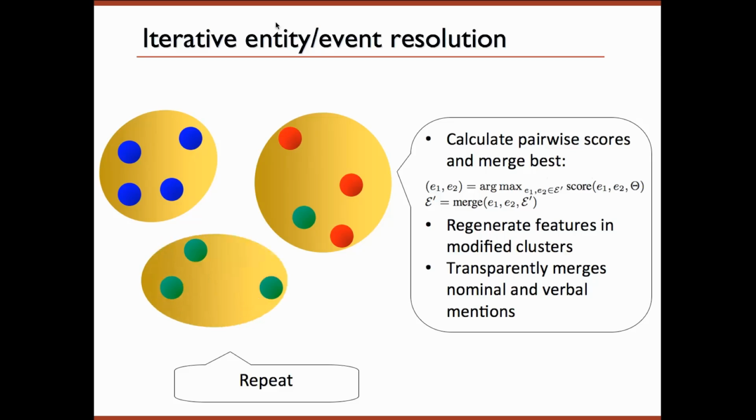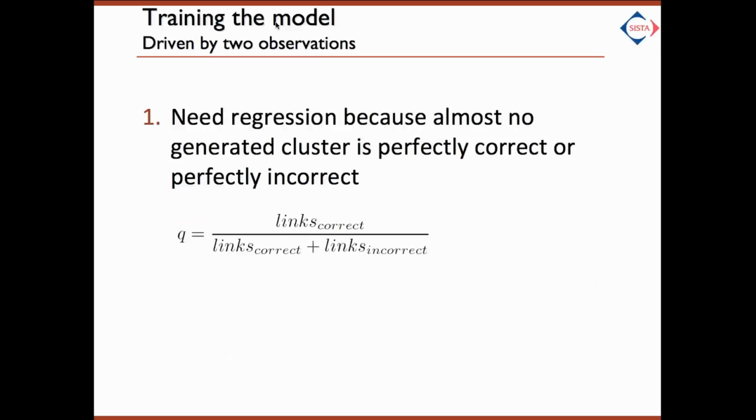So the first observation is that we need a regression model. You can't have a classification model because almost no generated cluster is perfectly correct or perfectly incorrect. You're usually in some gray territory where you've done some good and you've done some bad, right? You could treat this as a logistic regression problem where you have a good class and a bad class, but you need a regression model where you have a continuous value which measures the quality of the cluster you built. The way we measure this is, when you implement a merge, how many of the links you introduced are correct? What's the ratio of correct links?